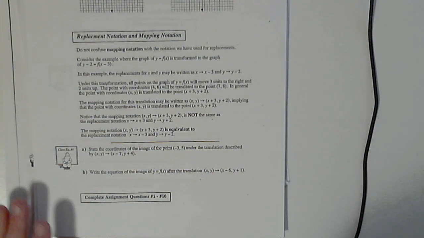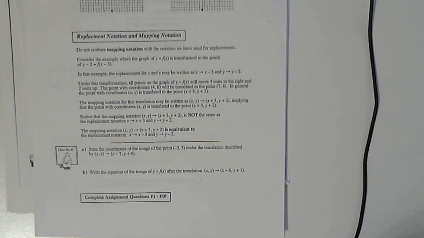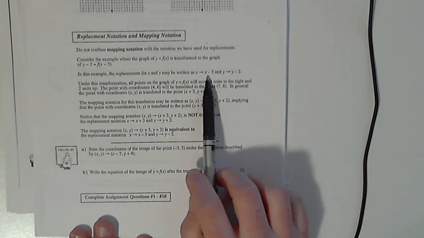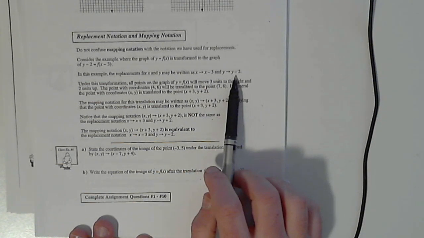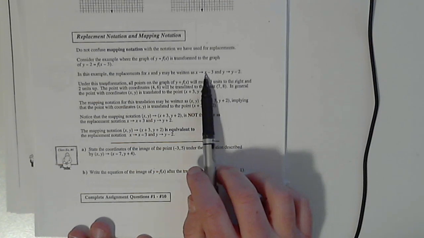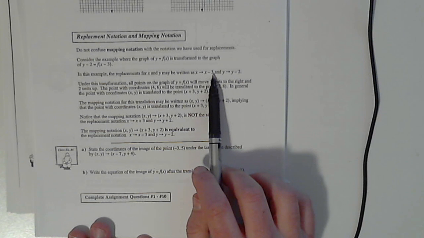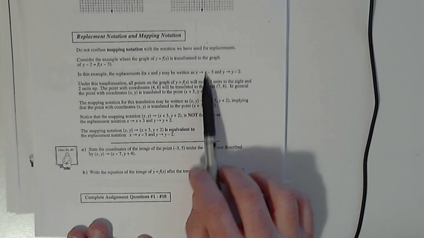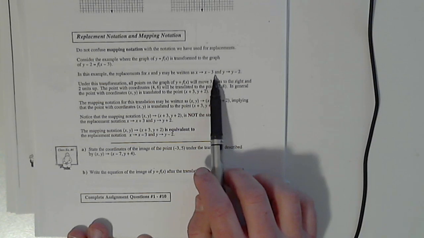Under this transformation, all points on the graph of f of x will move 3 units to the right and 2 units up. So even though we're writing it this way, both of these things are going to look backwards, is what it's reminding you of. So you don't actually take your x values and subtract 3 from them. You actually have to add 3 to them so that you get back to the original number.